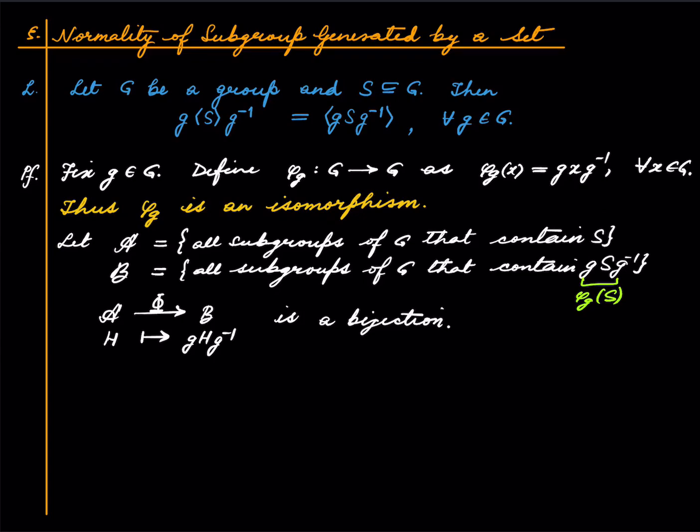So why is it a bijection? First of all, if you pick some subgroup H which contains S, then its image under phi G will of course contain the image of S under phi G. So this thing will contain G S G inverse, and this will also be a subgroup, because the image of a subgroup under a group homomorphism is in fact a subgroup. So at least this is a legitimate map from A to B.